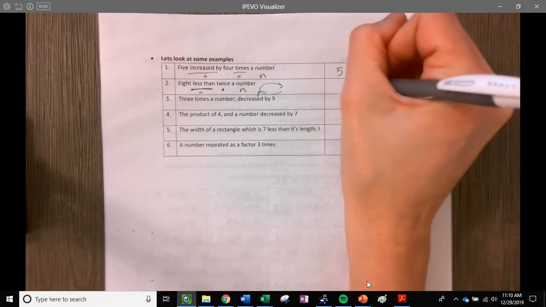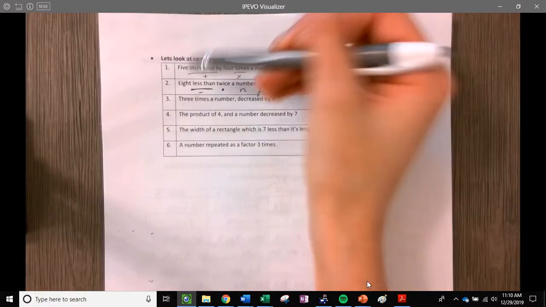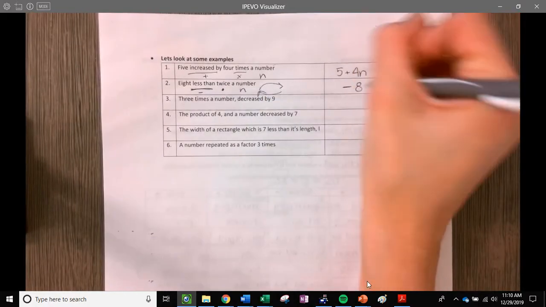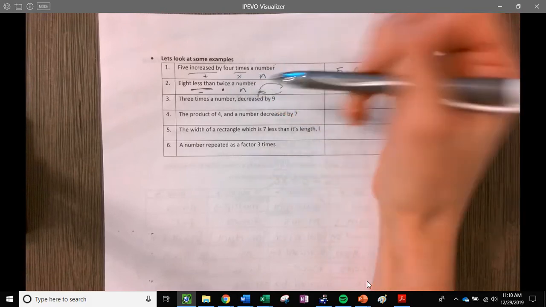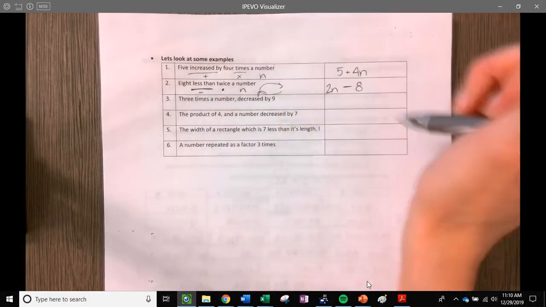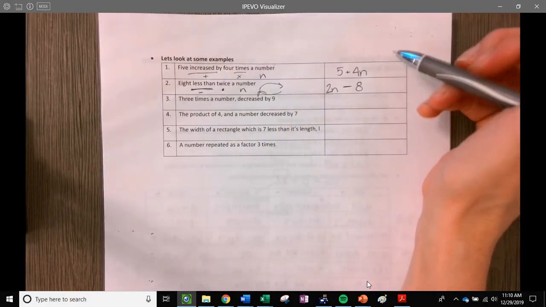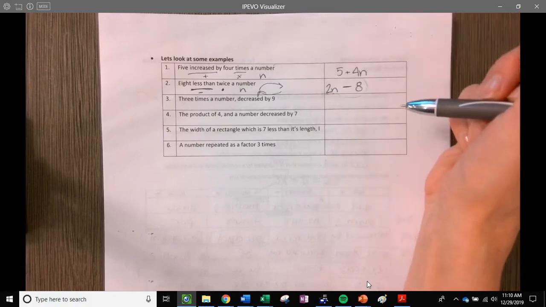Okay, so I'm going to put my subtraction sign here. What I'm reading, 8 comes first. Well, that means 8 will come last because we're flipping. Twice a number, 2 times n, that's going to come in the front because it's in the back in the sentence. So 8 less than 2 times the number.